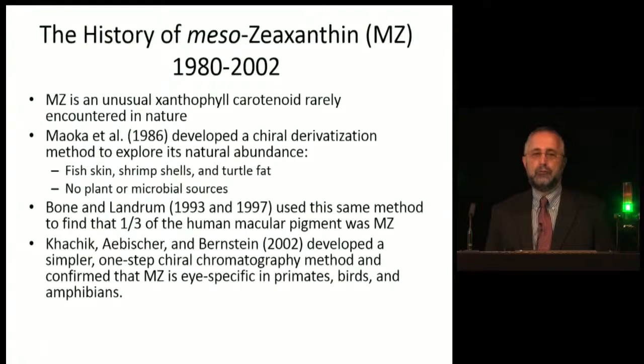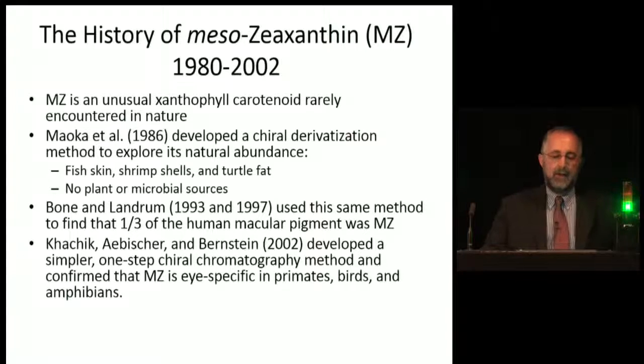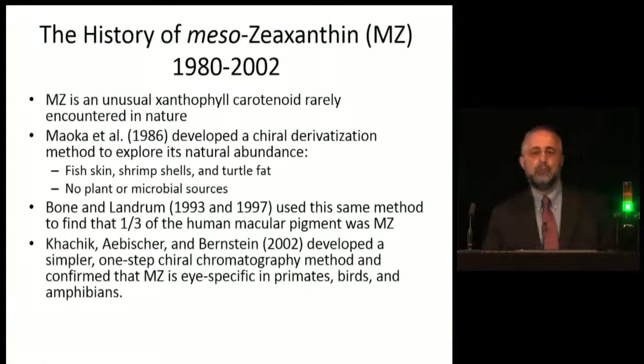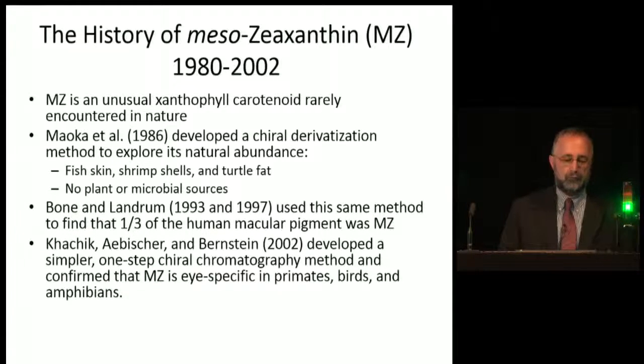And really the most important early paper on this was from Maoka et al., who developed a chiral derivatization method to explore the natural abundance of mesozeaxanthin. This was a somewhat cumbersome method. It required chemical derivatization, which is always a bad way to do any real quantitation and to do large numbers of samples. But he was able to find that fish skin, shrimp shells, and turtle fat were some of the sources of mesozeaxanthin. But he really didn't find any significant plant or microbial sources.